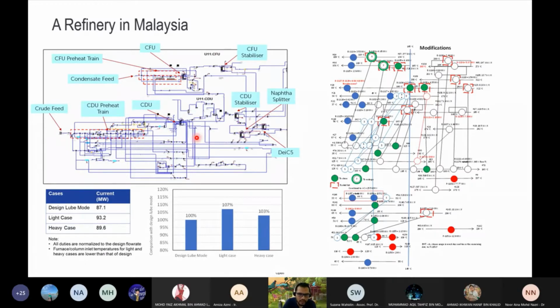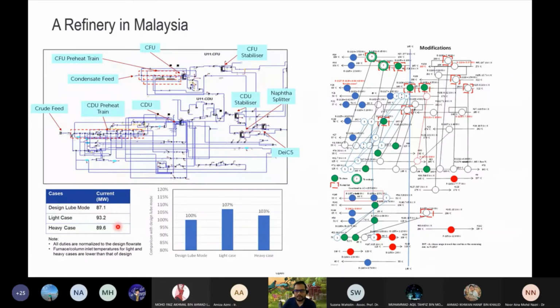What we did at the time is gather the data and make our simulations to calculate the mass balance, because to do this kind of study, we need to have the mass balance correct. From this mass balance, we need to know the flow rate, the heat capacity, the enthalpy, and the inlet and outlet temperatures, the supply and demand temperatures required for each stream. And then we have two cases: the light crude case and the heavy crude case, and then we have the design case.